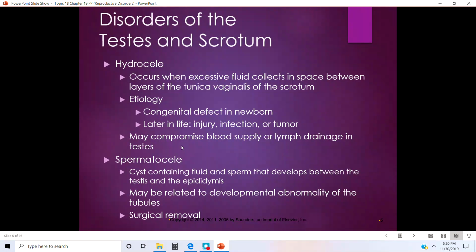Okay. The next condition I don't have a picture of, but this will be called a spermatocele. This is a cyst that's going to occur with fluid as well as sperm, right? So this would have to happen after puberty. And that cyst is going to develop between the testicle and the epididymis.